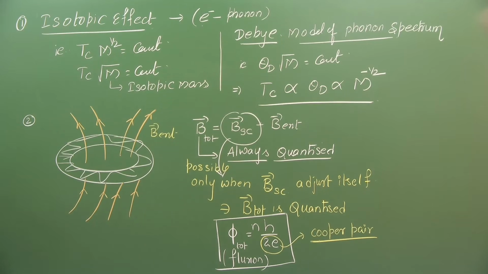So fluxon: the total magnetic field is quantized, which means the flux is also quantized. And what is that value? Nh by 2e. So don't forget, that is the word called fluxon. And what does that 2e, the electrons, indicate in the denominator? That is the Cooper pair.